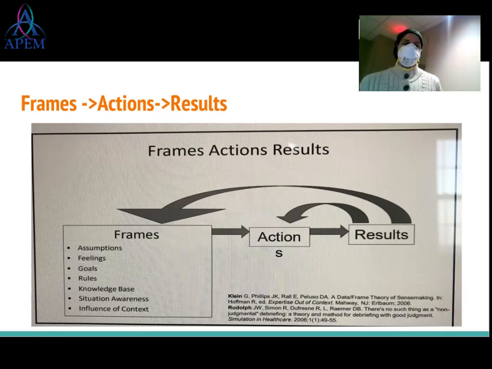So for example, if somebody gave morphine to somebody, and then they became hypotensive, that's your result. The action was giving the morphine. And then the frames, this is where we as teachers and educators need to figure out why they did this. They broke down a couple of things: assumptions, like, I give pain medicine, they'll feel better, that's it. Feelings, goals, rules, maybe they didn't know that you give morphine and their blood pressure is going to drop. Situational awareness and influence of context. The frames are where we want to figure out where the simulation went well or badly, and talk to them about that.